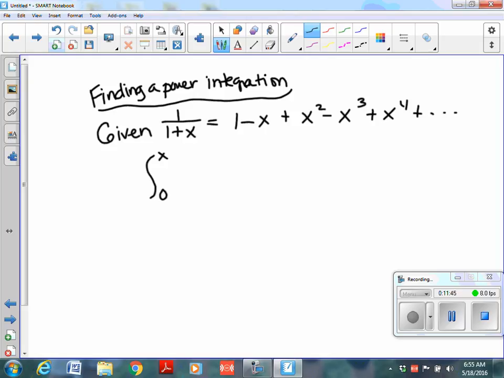Do you guys remember the fundamental theorem of calculus part 1? If you integrate from 0 to x, remember you cannot use the same letter in the integration. You need to use 1 over 1 plus and just use a different letter. Can't use the same letter. Same thing on this side. We're going to integrate from 0 to x, and in place of all the x's, I'm just going to put my t's.